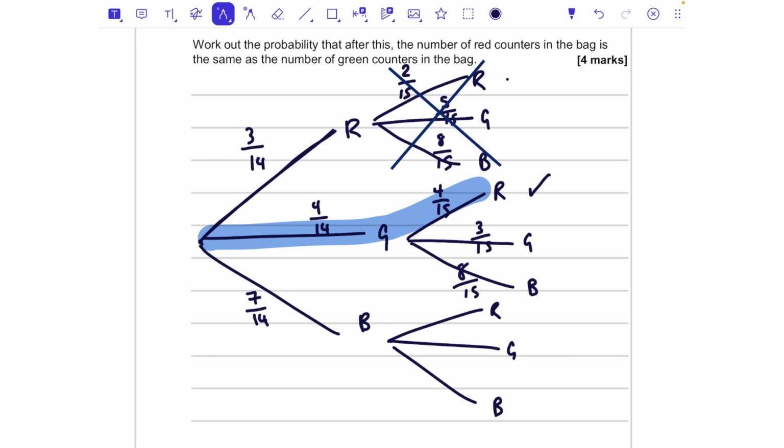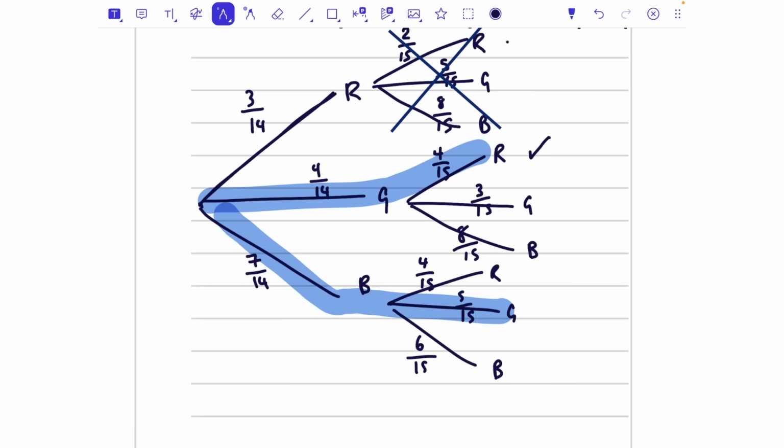If I've taken a blue one out, that's gone down to 6 and it'll be out of 15. I'm then putting one more red and one more green in the bag. So that's 4 out of 15, and that is 5 out of 15. Now, if I take the green, that will reduce that by 1 and they'll end up the same. So those are the two pathways that I want, green, red and blue, green.